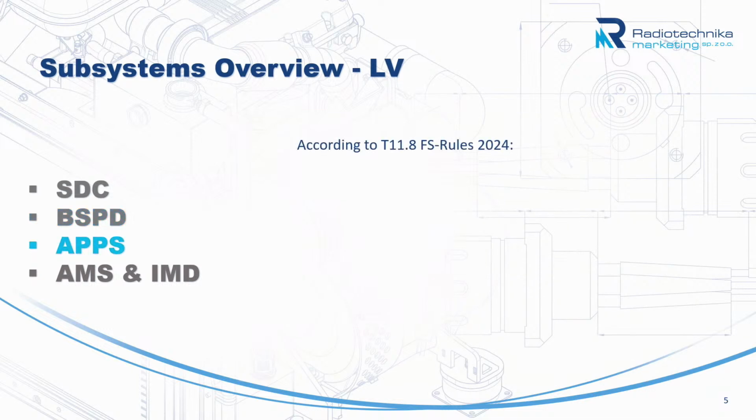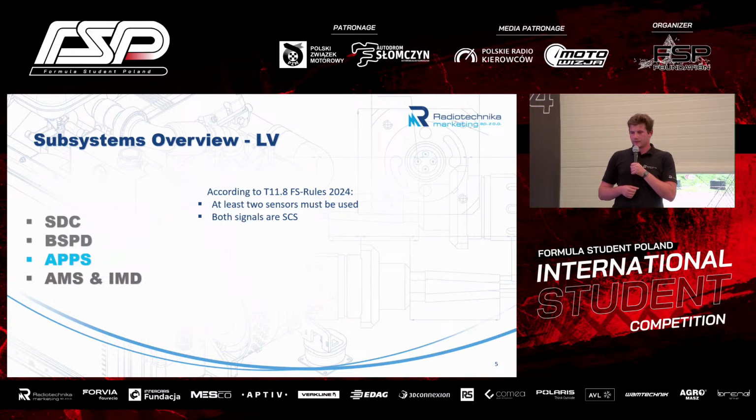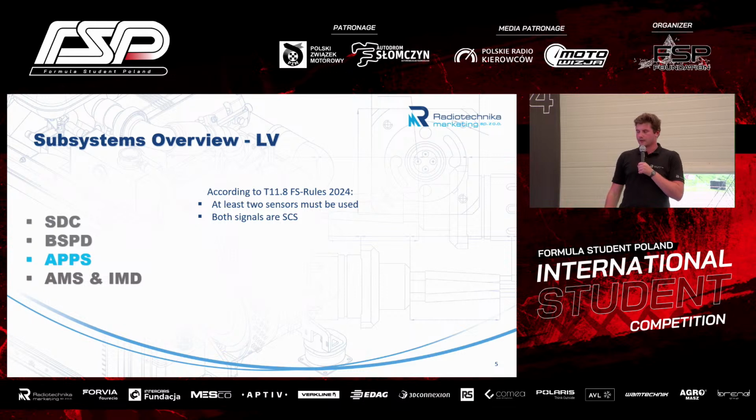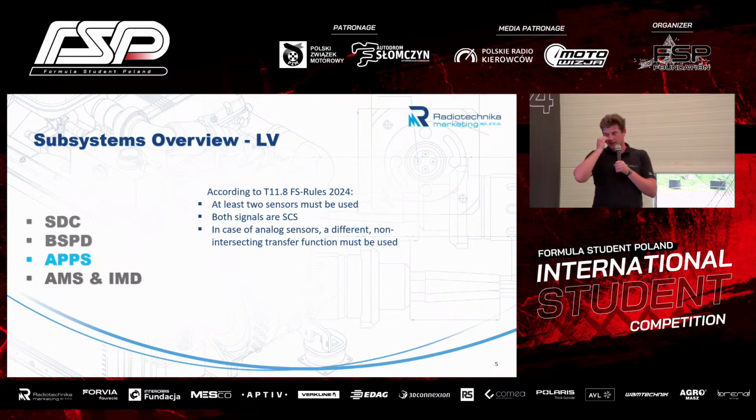Going further, APPS, which is also a crucial part of the electric car, but we'll focus more on analog sensors, which is a simpler solution, I would say. The easiest solution would be to use a linear potentiometer, for example. A few things to keep in mind: two sensors have to be used. Of course, both signals are SCSs because they influence the car and the tractive system itself. In the case of analog sensors, non-intersecting transfer functions. And I will delve into this in just a second.